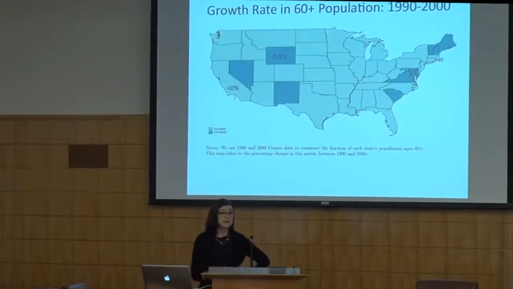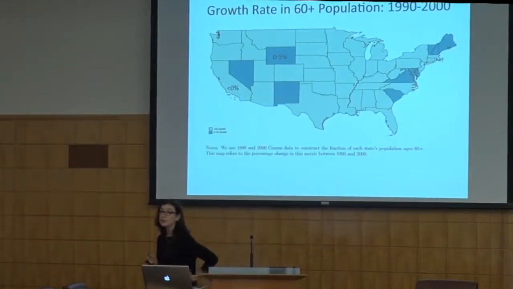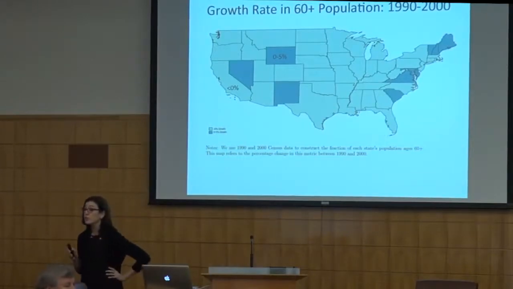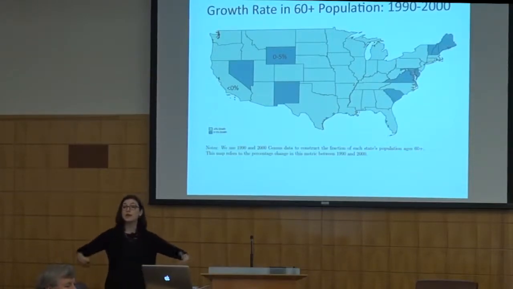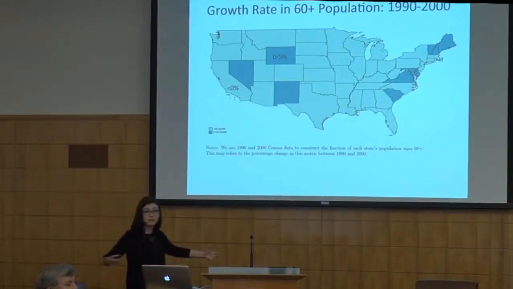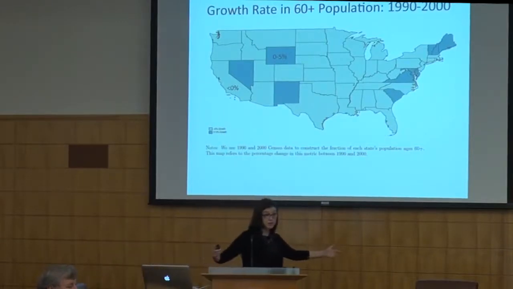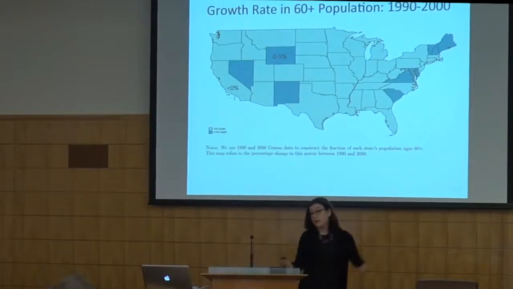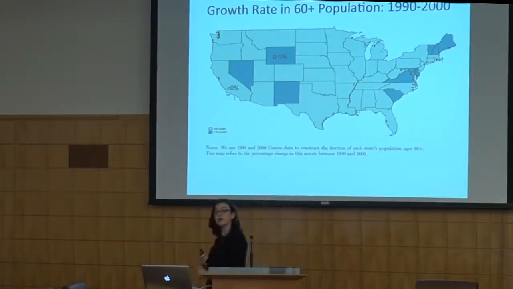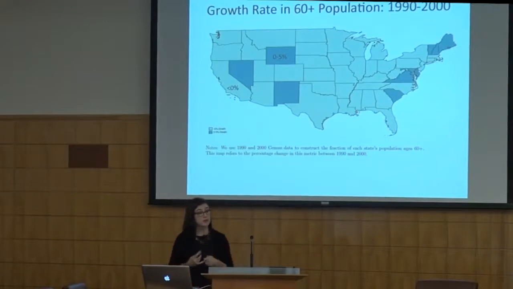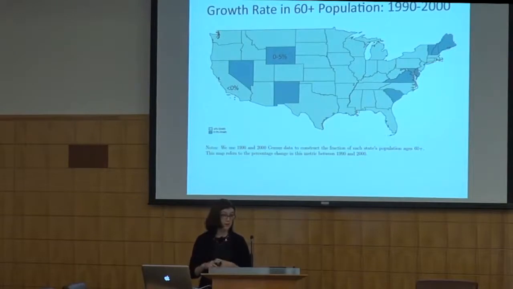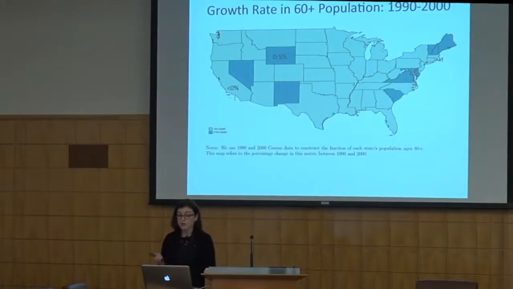Looking at the next decade, 1990 to 2000, this is an interesting period in which the baby boomers are still in their prime age years. And so they're swelling the denominator of these shares of older population and actually causing a decline in the percent of population 60 and over. And so you can see in almost all states there's a decline in the share of population that is older, although some notable increases scattered here and there.